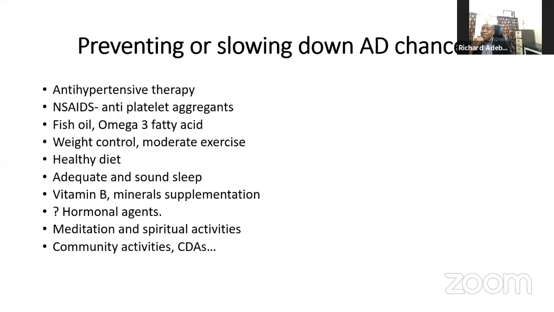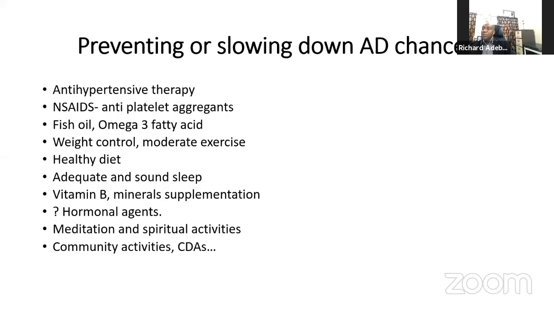Weight control and moderate exercise are very key. Healthy diet is very key. I mentioned earlier adequate and sound sleep. We can't overemphasize this. Vitamin B and mineral supplementation are also key. Some people have tried hormonal agents, but it's debatable. Meditation and spiritual activities for elderly people, not sitting down at home, but being involved in community work, volunteer work, being involved in their CDAs and all that, even just to go there and gist and talk to their colleagues. All these activities outside home are very key for people to prevent or slow down AD.